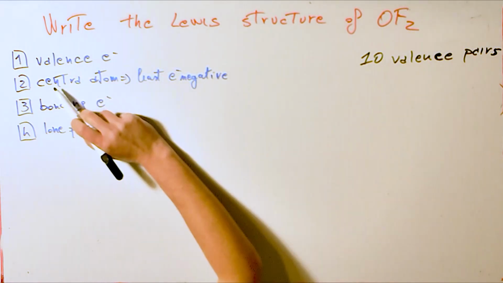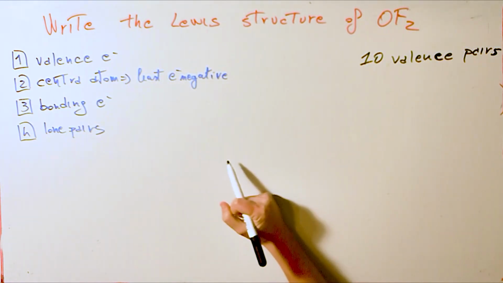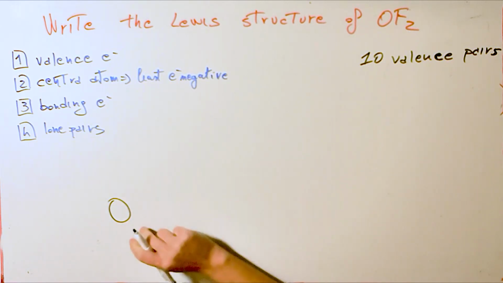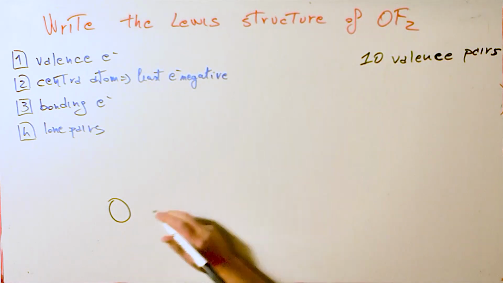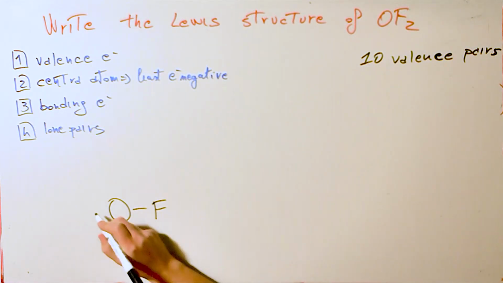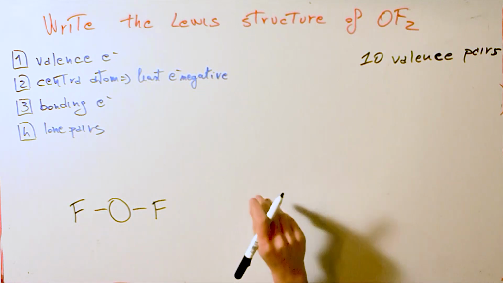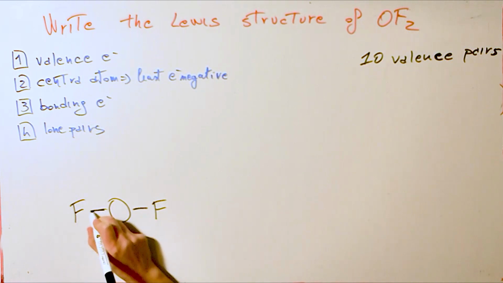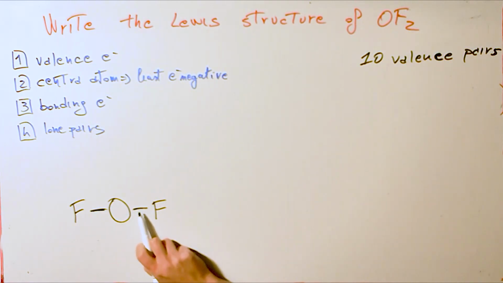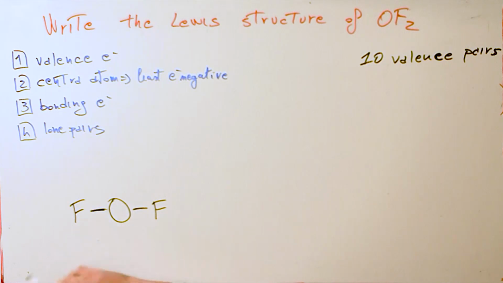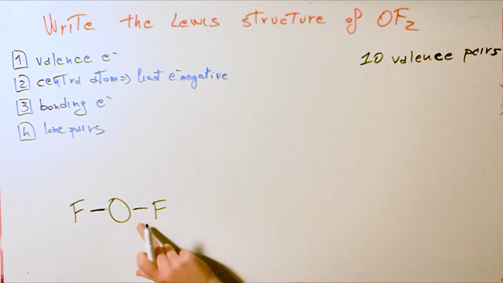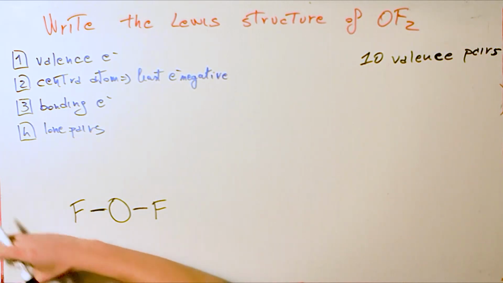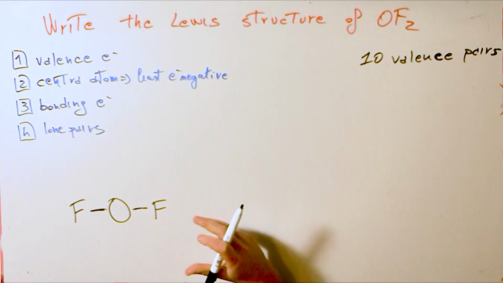Okay. Now, what is the central atom? In this case, the central atom will be oxygen, because oxygen is less electronegative than fluorine atoms. Actually, fluorine is the most electronegative atom in the periodic table, so we have no doubt that oxygen will be in the middle of this molecule. We can already write at least 2 single bonds, because, as I have already told you, it's sure that there will be at least 2 single bonds. Otherwise, how can this molecule exist?